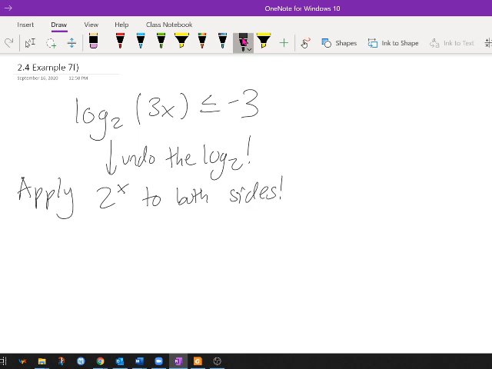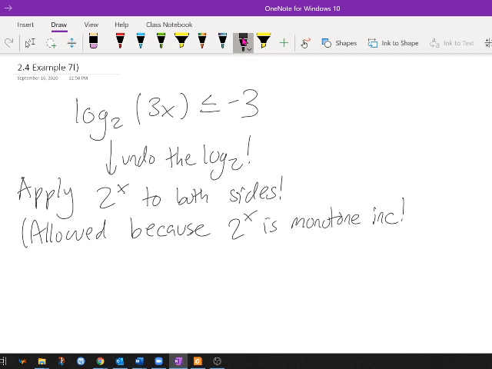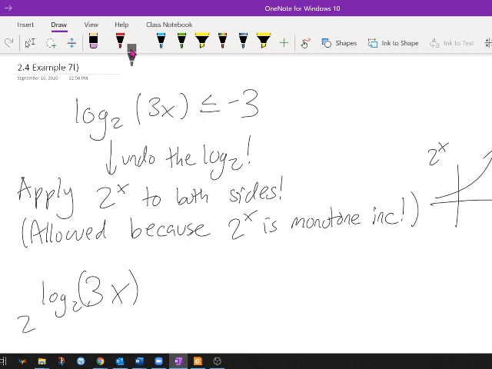And this is allowed because 2 to the x is monotone increasing. So the exponential function 2 to the x looks like this. It's monotone increasing, so you're allowed to apply it to both sides. So if you do that, you get 3x. So let's do it in 2 steps. 2 to the log 2 of 3x less than or equal to 2 to the minus 3. So that's legit.